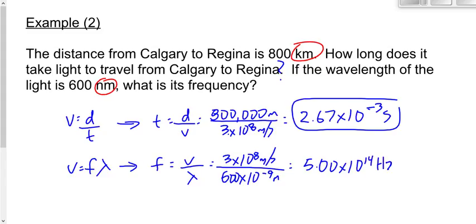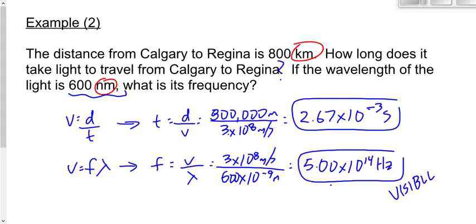Now, you're not asked what type of EMR this is, but you could figure it out now. Without looking at the table, what kind of EMR would that be? 5 times 10 to the 14. What is it? Yeah, it's visible light. Good. Visible light was 4 to 7.5 times 10 to the 14. Now, you were given a wavelength. From that, we found the frequency. And from that, we compared it with the frequencies that we memorized, and we realized that it's going to be visible light. We probably expected visible light here, but it could have been something else.